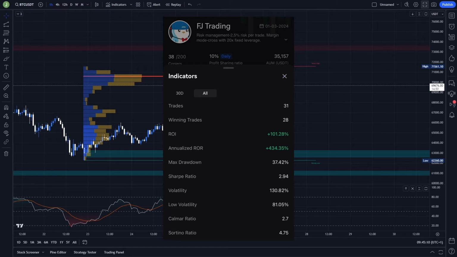And also I want to add that you can verify this data publicly, because this is my copy trading account on a BingX exchange, and you can simply find my trading account there, and yeah, you can verify this data.